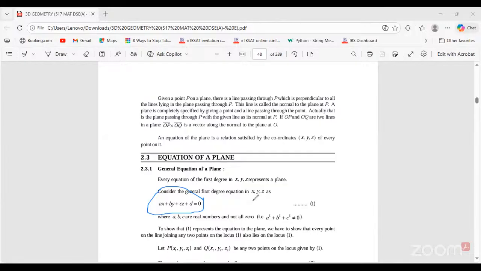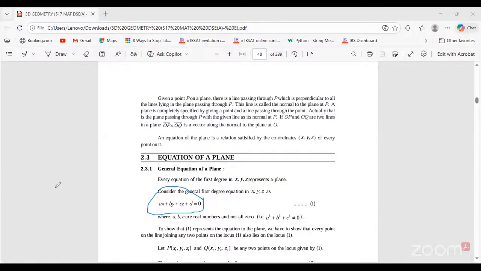In this equation, a, b, c are the coefficients of x, y, z. These coefficients belong to real numbers and are not all equal to 0. If at least one of them is 0, we go from 3D geometry to 2D geometry. If one coefficient is 0, then one variable disappears: ax plus by plus d equals 0 becomes a 2D geometry. Therefore a, b, c are real numbers and not all 0; if this condition is satisfied, the sum of squares is also not equal to 0.